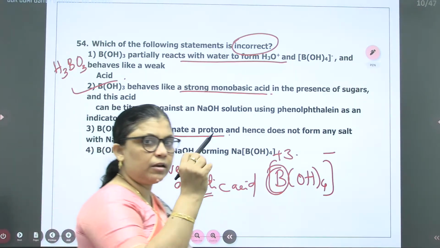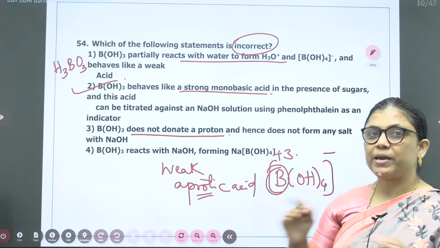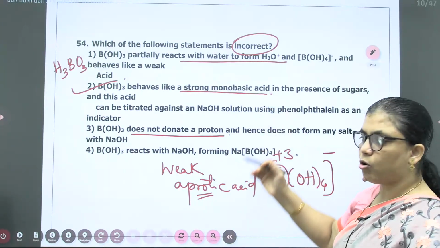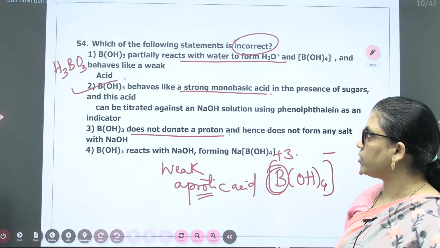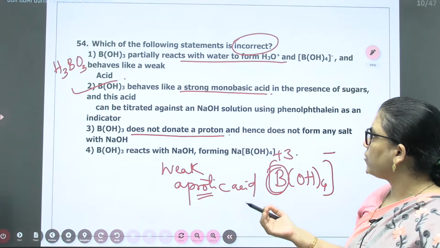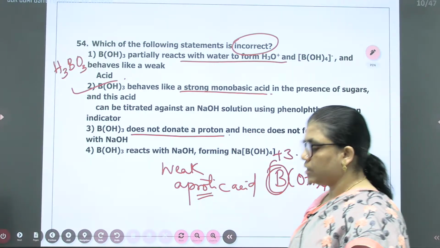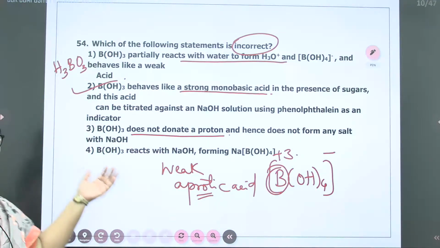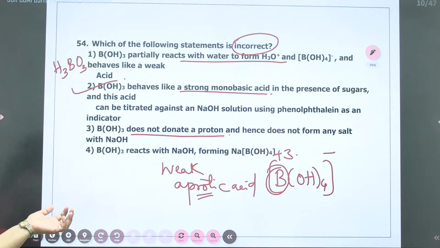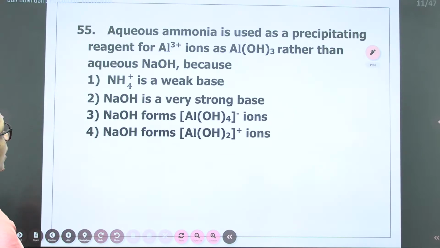When we are deciding the wrong option, without reading all the options, don't come to a conclusion. Read all the options, then you can conclude that the second point is wrong as per the concept, as it is a conceptual question. As we know, it is weak, and that too a protic acid, H3BO3. Therefore, for question number 54, the second answer is correct. The second answer is correct means what? They are asking the question related to the wrong option. Next question.